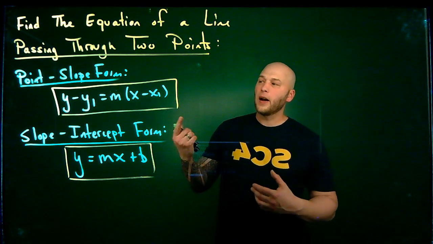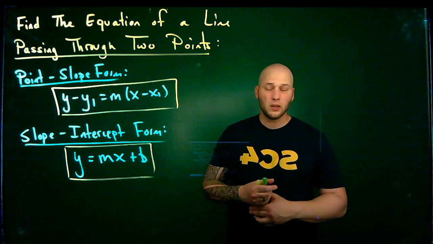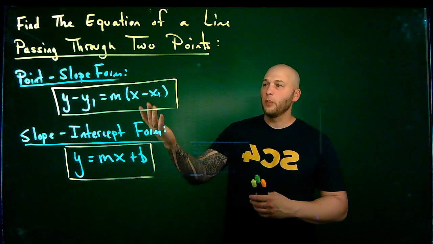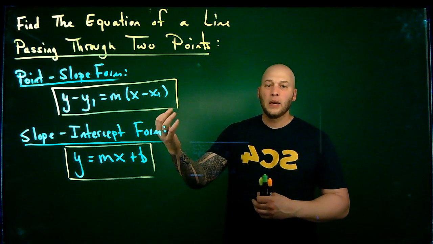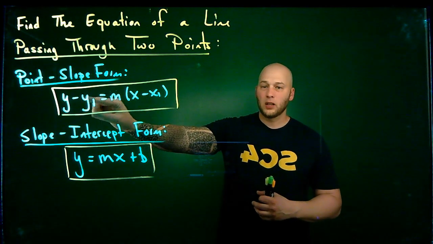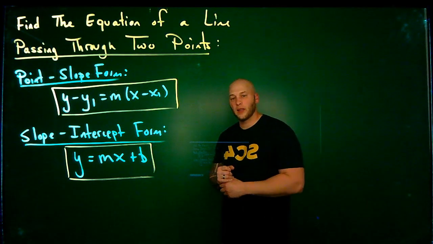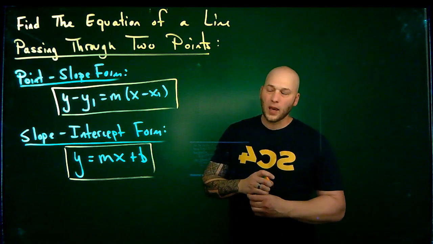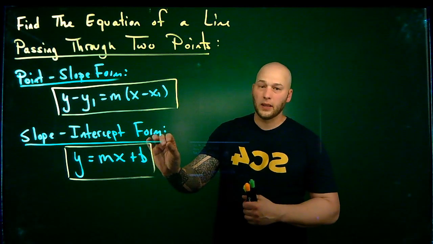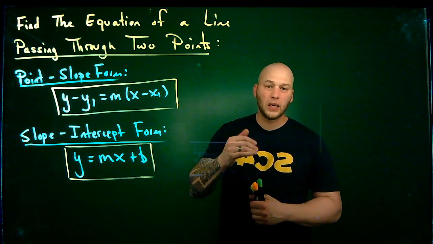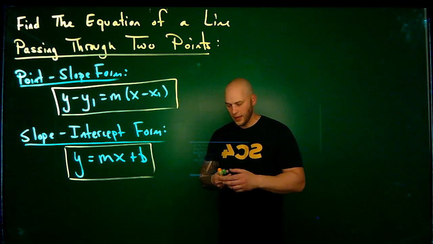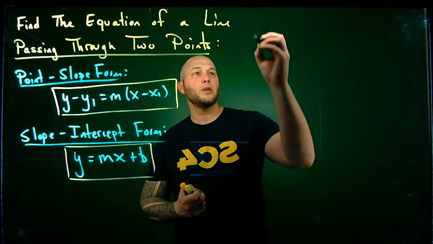I want to take a look at finding the equation of a line passing through a pair of points. And there's two forms of equations of lines that you should be familiar with. One is called point-slope form, where if I give you a point, x1 comma y1, and the slope m, this right here, if I solve this for y, would give me the equation of that line. The second one, which is a special case, is slope-intercept form. So in this case, the point is specifically the y-intercept, which is 0 comma b. If I have the slope of m and the y-intercept b, this right here would be the equation of my line. Let's take a look at a couple examples.